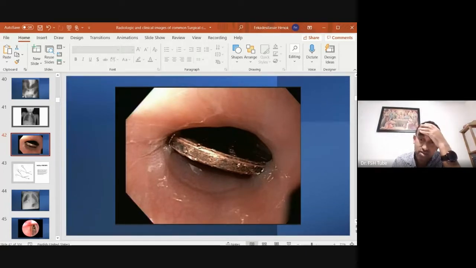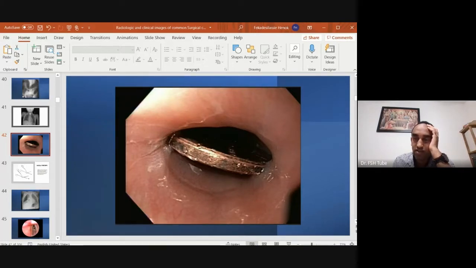How do you take it out? What instrument do you use to take it out? Endoscopy, yes, you can remove it endoscopically. How many different types of endoscopies do you know? The answer is two. What and what?